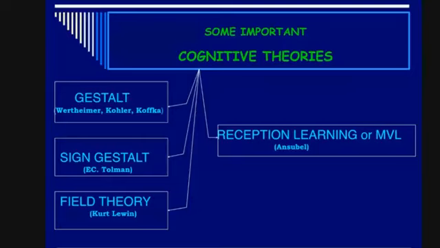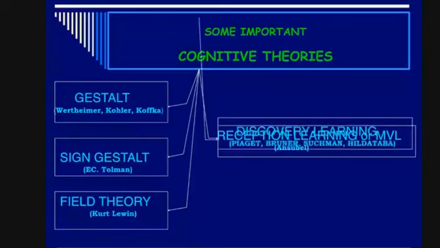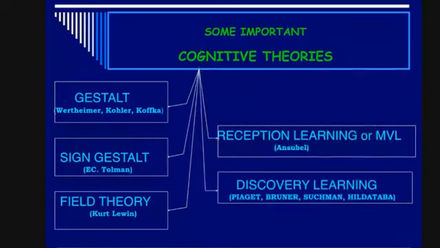Next is the discovery learning theory, and so many persons are associated with this: Piaget, Jean Piaget, Jerome S. Bruner, Richard Suchman, Hilda Taba. They believed that instead of something being put into, something being given to these children, they should be made to discover. Of course, you can add one more name, Vygotsky's name, along with this.